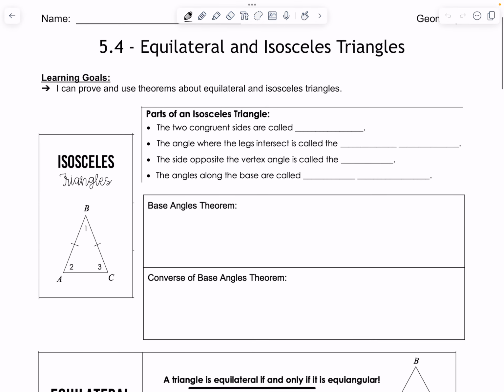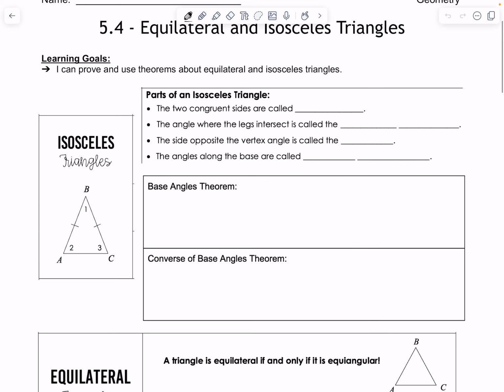All right, in this video, I'm going to go over some notes and some practice problems with equilateral and isosceles triangles. We're going to start with isosceles triangles, looking at a little bit of some vocab that you may know, you may not know, so it could be review. So the two congruent sides of an isosceles triangle are called the legs.